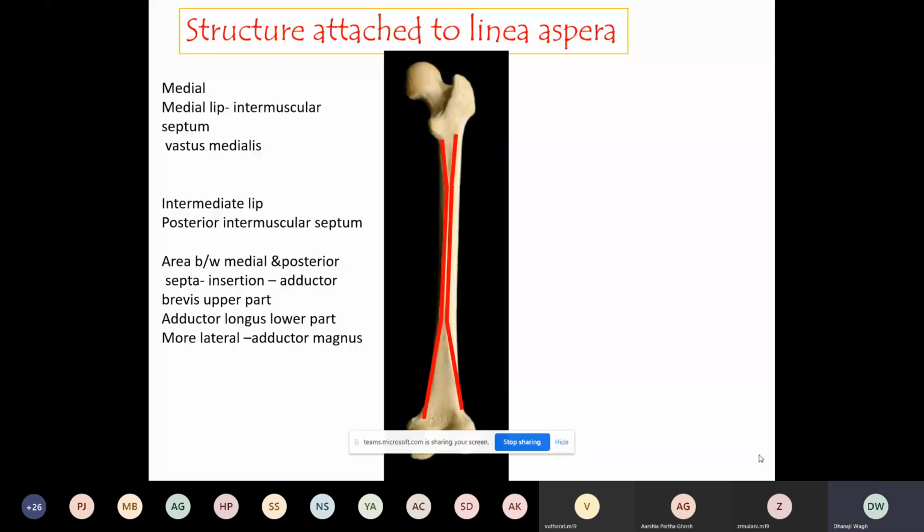So in detail, you can see there are two diagrams showing the attachments on the linea aspera. You have to prepare this as a short note. In the viva they may ask regarding its attachments.